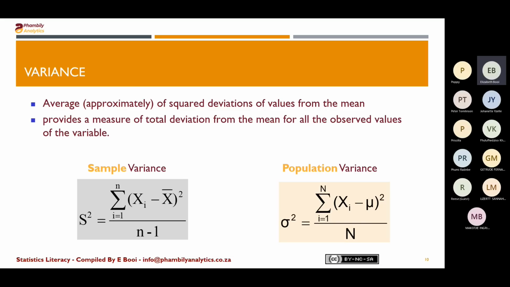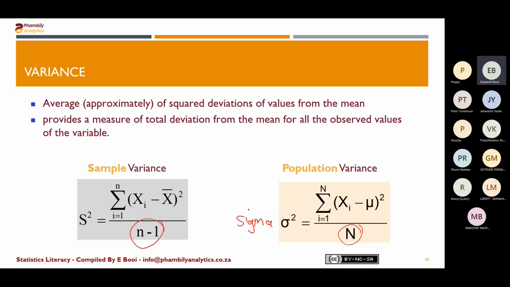And for the population, we use sigma squared, which is the sum of your observation minus the population mean, squared, divided by the population's sample size. The only difference between the sample variance and the population variance is in the n. With the sample, we use n minus 1. With the population, we use n.